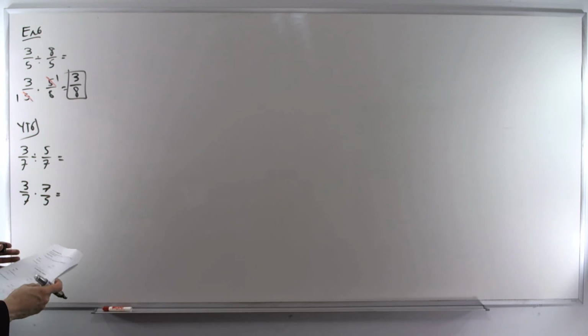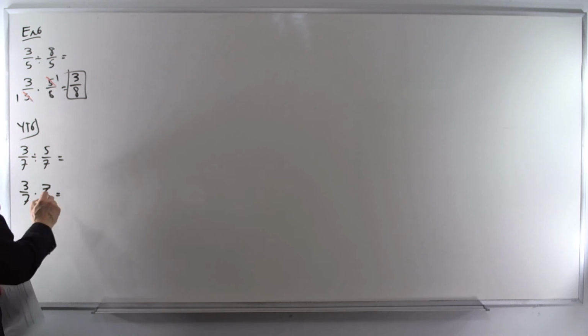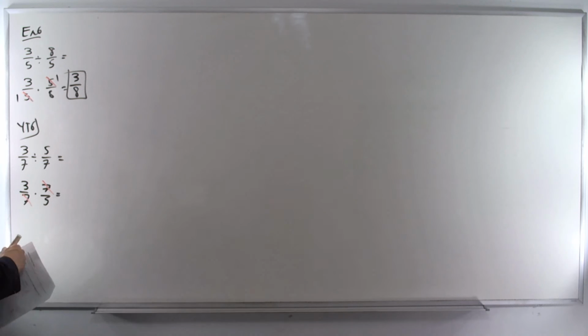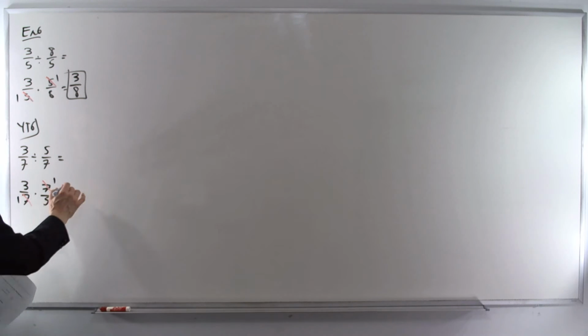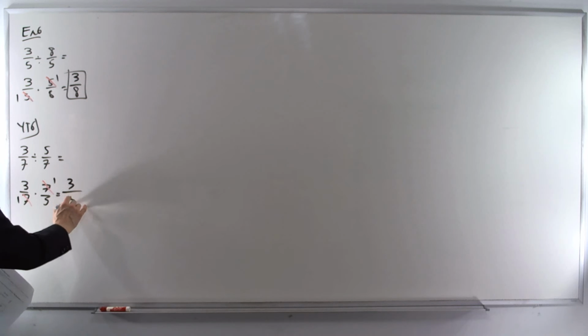We convert to multiplication. That turns into 3 sevenths times 7 fifths. Now the 7s are going to cancel, turning into 1s. Now I got 3 times 1 on top, 1 times 5 on the bottom, 3 fifths.